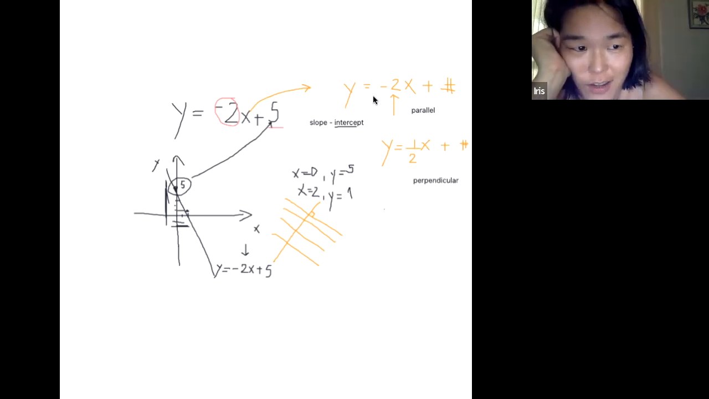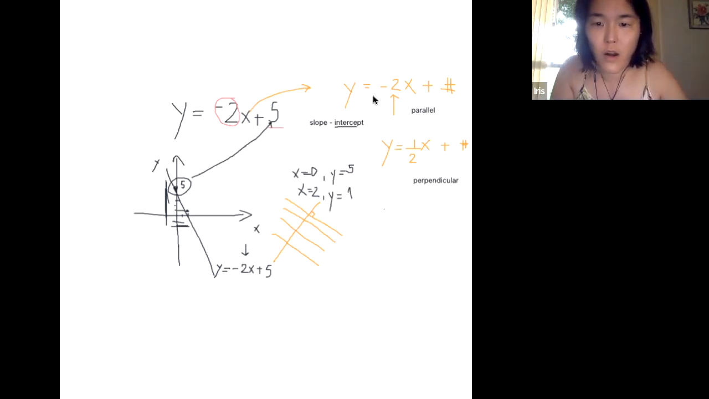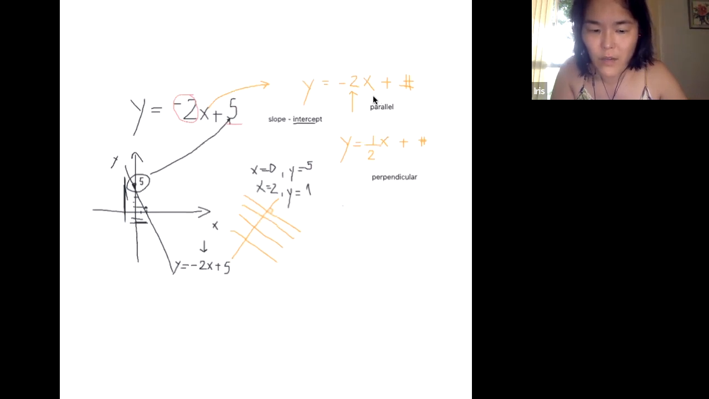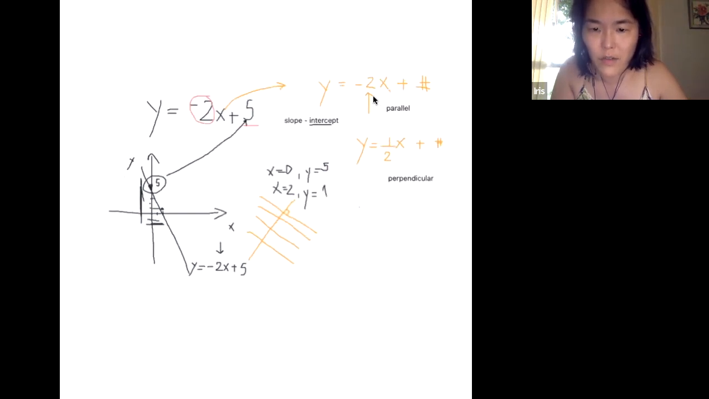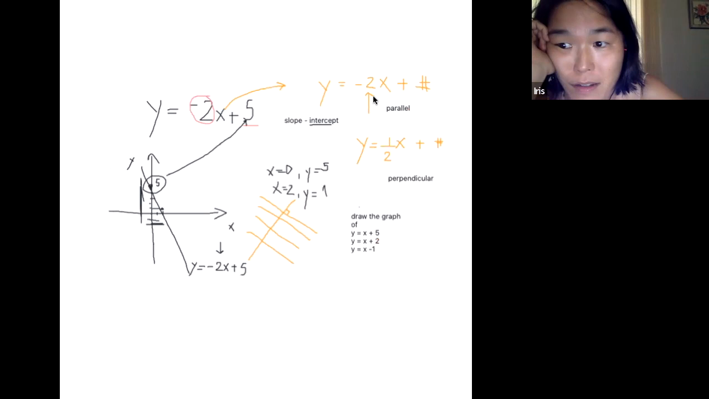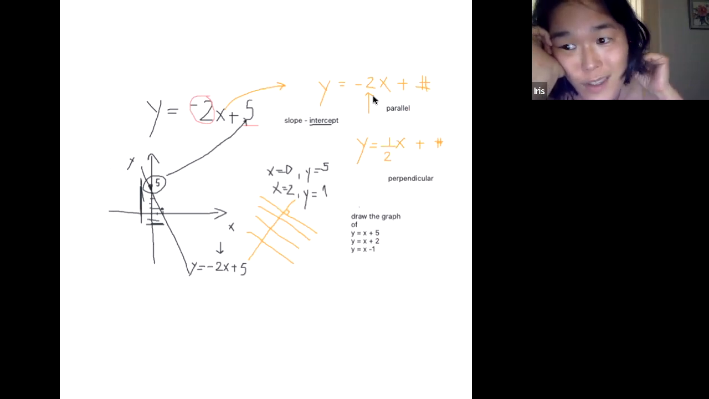And my suggestion is to draw the graph of y equals x plus 5, y equals x plus 2, y equals x minus 1, and see what happens. Get one of those square sheets of paper and try to plot these 3 lines. You will see that they will all be parallel.